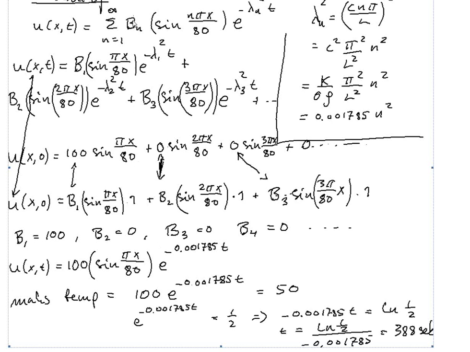Therefore, this infinite series consists only of one term, namely the first term. So it's very easy to write the solution in this case. U of x, t is equal to 100 times sine pi x over 80 multiplied with the exponential function of this guy when n is equal to 1. So in this case we only have minus 0.001785 t, and we have no other terms.